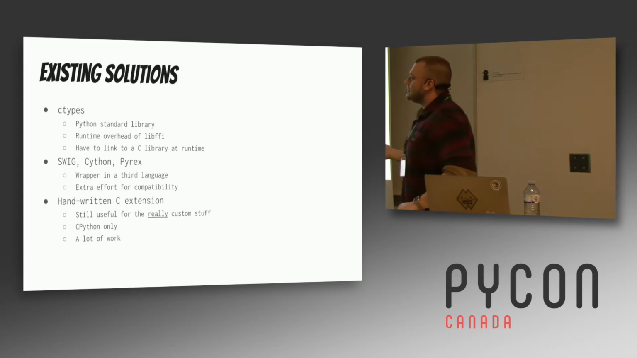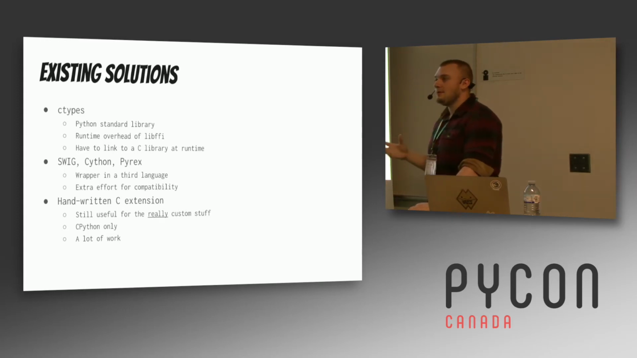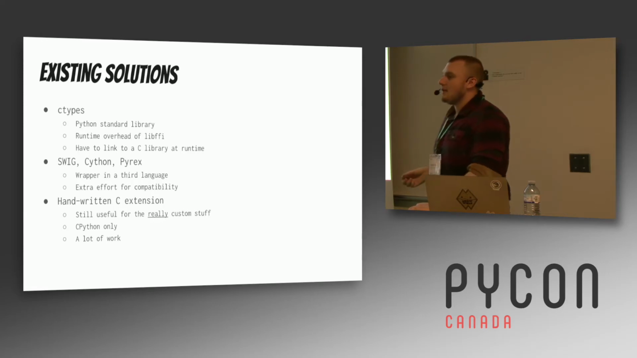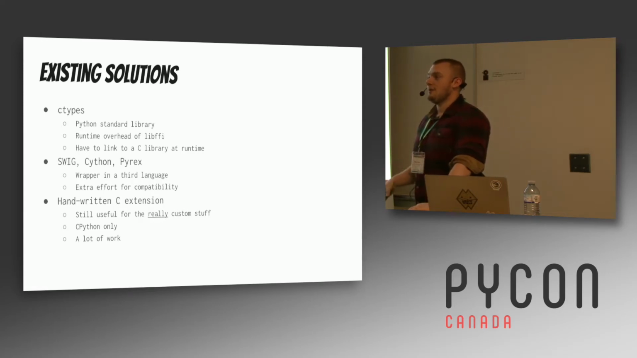Swig, Cython, and Pyrex are all examples of wrappers where you're going to wrap the C API in some kind of wrapper language, and you'll have bindings generated for you. In all of these cases, there's a little bit more effort if you want it to run on Python 2 and 3, and in some cases, this isn't going to run on PyPy.